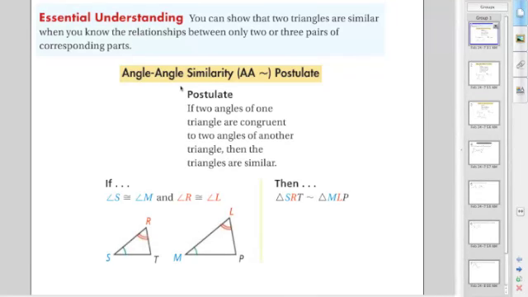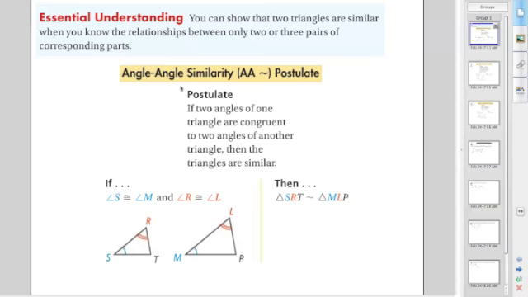Here we're going to talk about the angle similarity postulate, the side angle side similarity postulate, and the side similarity postulate. So you can prove triangles are similar by three pieces of information. The first one is the angle.